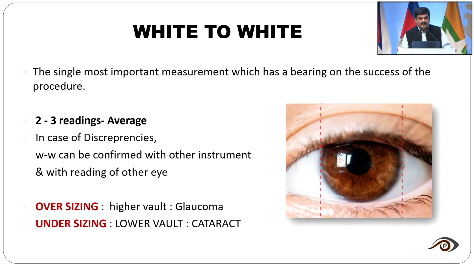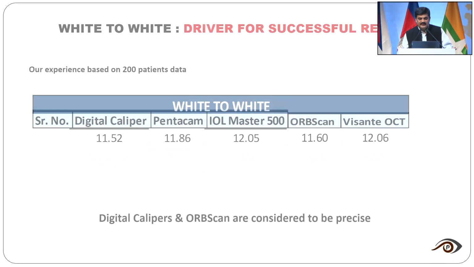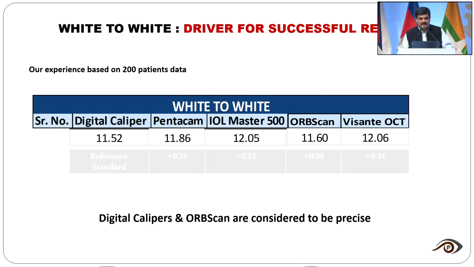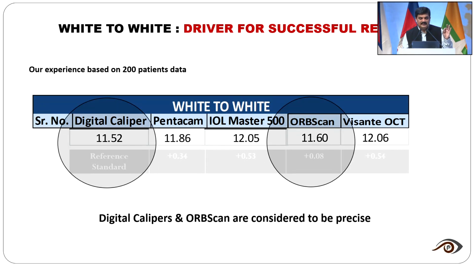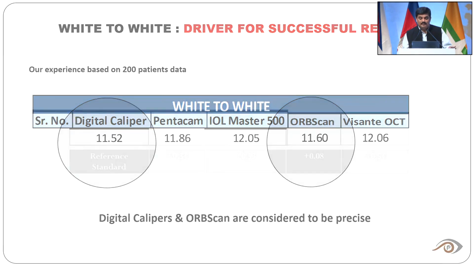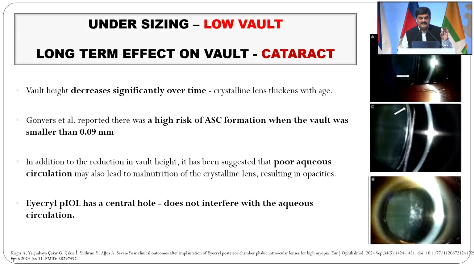Then white to white is the single most important measurement determining the success of the procedure. Two to three readings we normally take. Oversizing causes a high vault, which causes glaucoma. Undersizing causes a low vault, which causes cataract. Again, we have done one small study on the best method for white to white. If you calibrate a digital caliper, that gives the best result in comparison with the old model of Orbscan. So undersizing causing low vault, as I said, can have a long-term effect and cause a cataract.